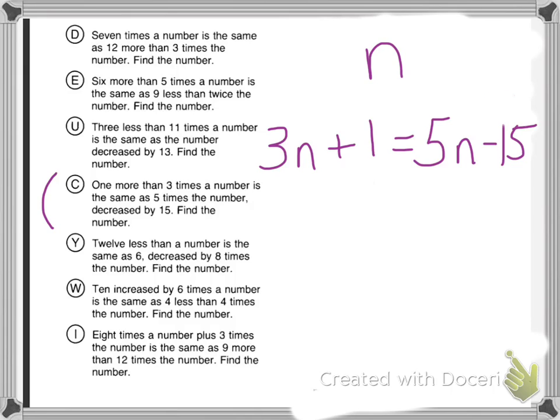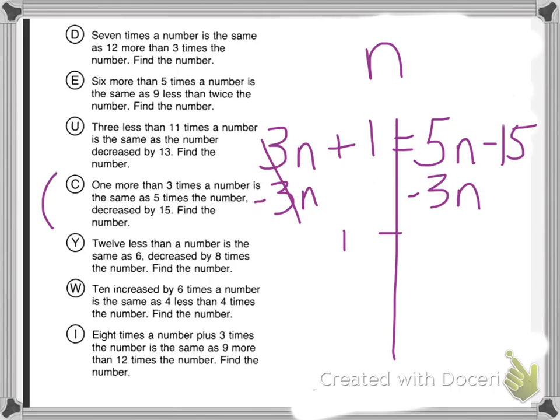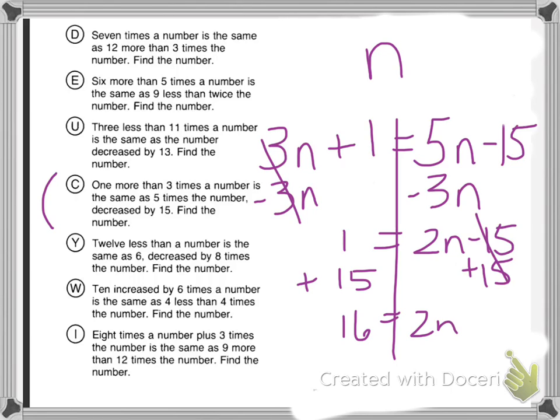So now we have not necessarily a two-stepper. This is a multi-step problem just because I have some moving around. I don't have combining, but I do have to move my numbers and letters. I'm going to move my 3n to the right. I like keeping my n's positive. And then I'm going to wind up with 1 equal to 2n minus 15. And then I'm going to add my 15. 16 is equal to 2n. Sorry, I forgot to do that. Divide by 2. You see that n is equal to 8, or so we think, right?